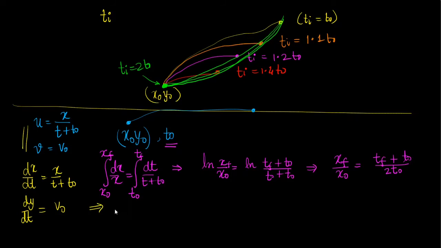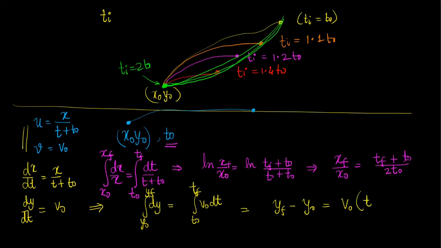Similarly, we can integrate this equation and it will be integral dy is equal to integral v naught dt. Y will go from y naught to yf and t will go from t naught to tf. And this will be yf minus y naught is equal to v naught times tf minus t naught.